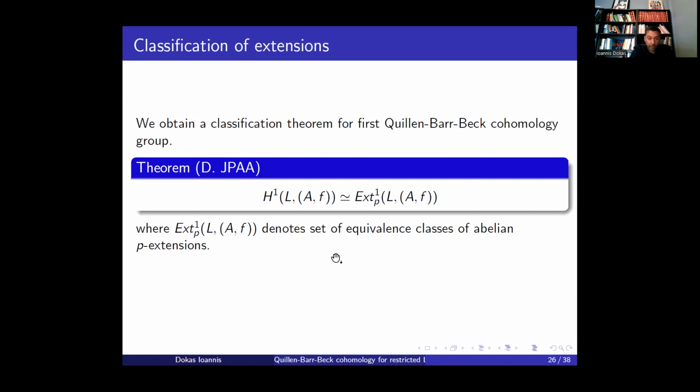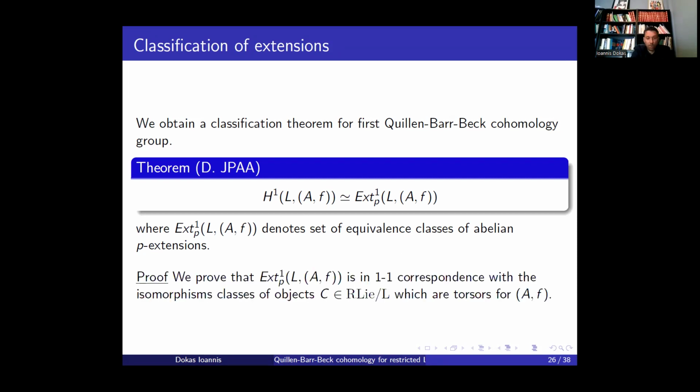As for the proof, details can be found in the first paper, but what we use here is the notion of the torsor. So what we prove is that this set of equivalence classes of abelian P extensions is in one-to-one correspondence with isomorphism classes of objects C in the slice category, which are torsors for the Beck module AF. So this gives an answer, let's say, to the initial problem, and is connected with the initial motivation. Can we define cohomology in a way that we will classify general abelian P extensions?